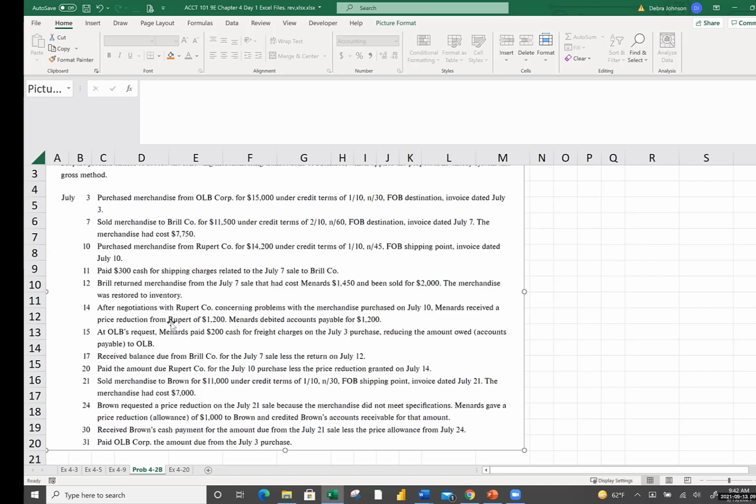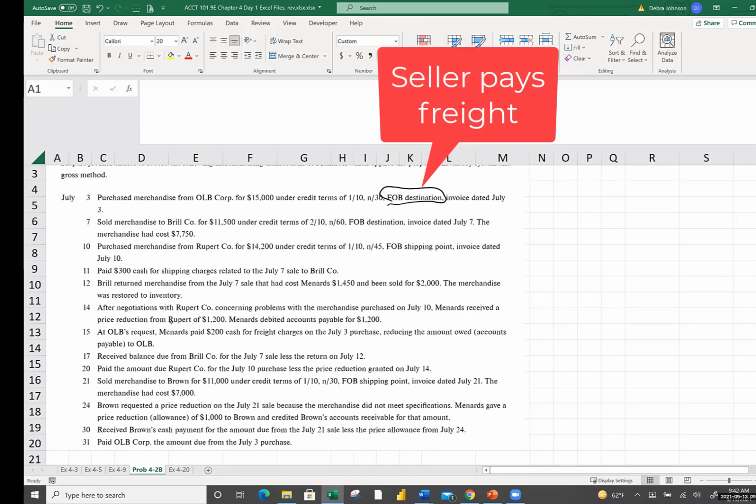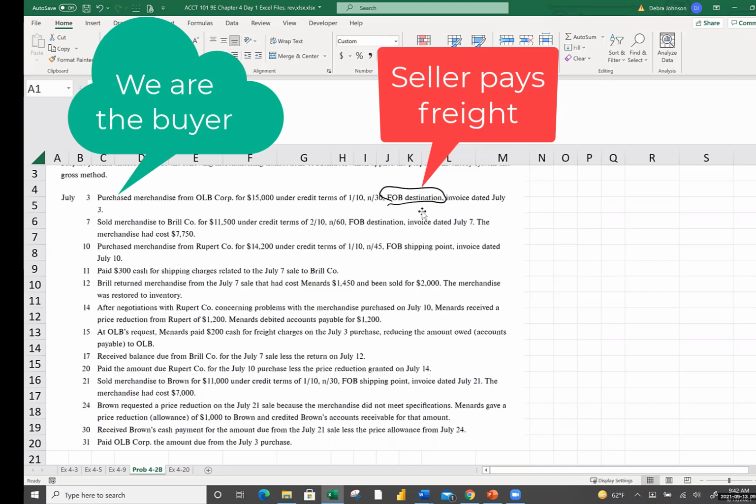Okay, all right. So for example, let's just take this first one. Freight always confuses students. So I'm going to go right to the freight. This is FOB destination. That means, and again, in your head should pop up, okay, seller's going to pay the freight. Seller's going to pay the freight. Well, here we're the buyer. So that destination, we won't expect any shipping on that. So this one's just going to be a debit to merchandise inventory and a credit to accounts payable.